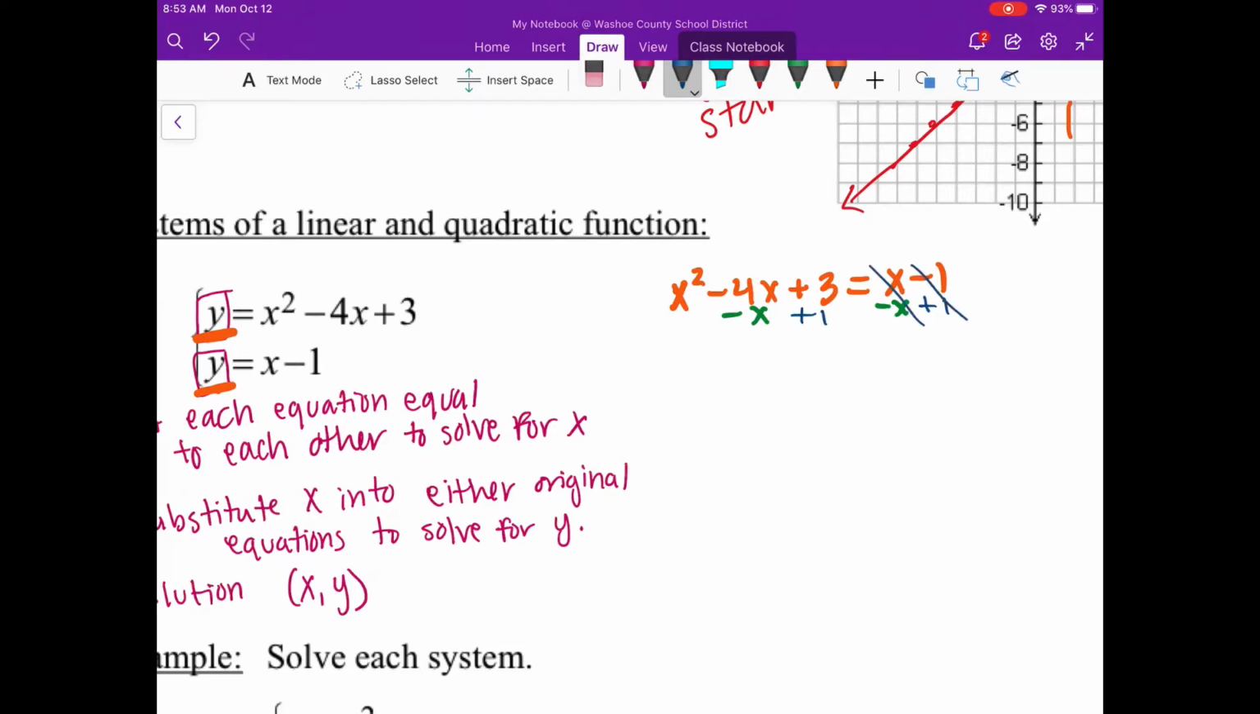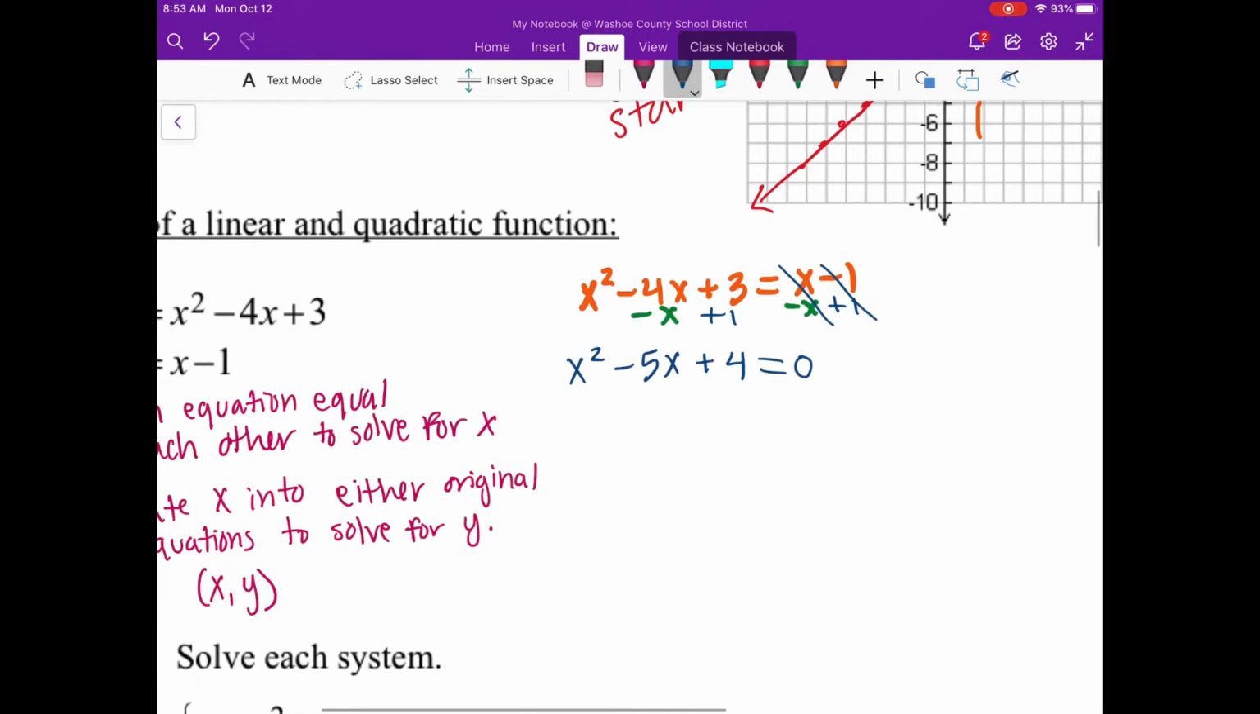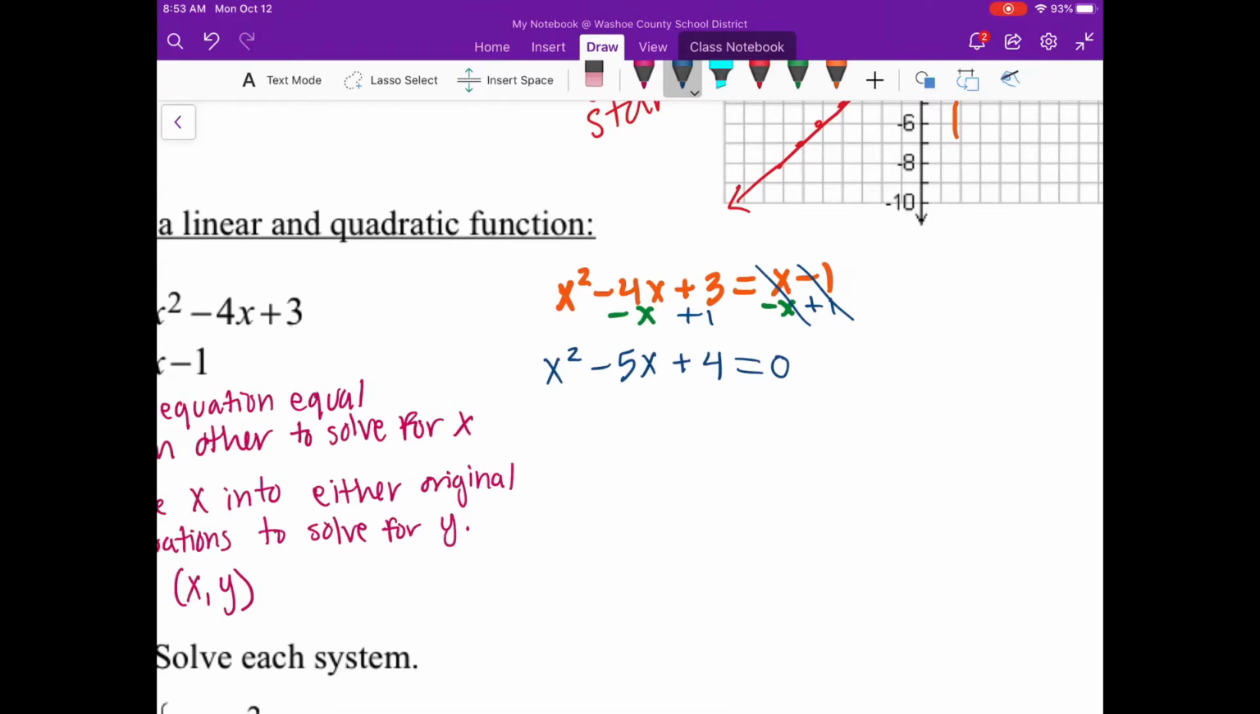What I want to happen here is I want to cancel things from one side and move it to the other. So in this case, x squared, nothing happened to it. Negative 4x minus x gives me a negative 5x. 3 plus 1 gives me 4. Now that I have everything on one side of the equation, I need to figure out how to solve for x. This is a quadratic, so we are going to need to factor. What two numbers multiply to give you 4x squared, and what two numbers add up to give you a negative 5x?